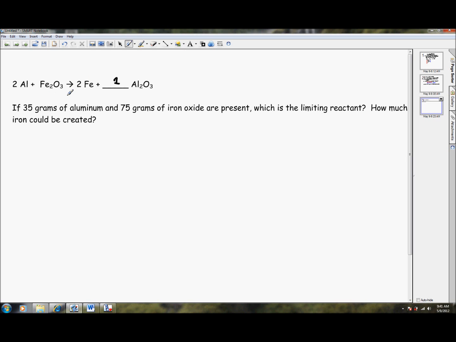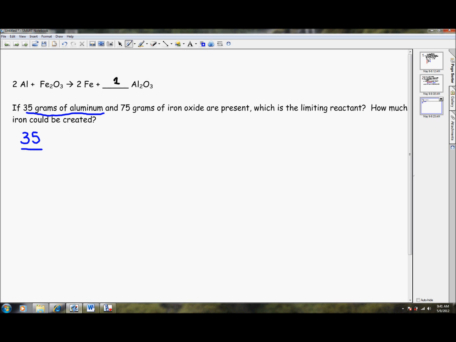Okay, so the first part is we're going to do a D2U-M2 problem from one reactant to the other. Now I'm just going to randomly choose aluminum to start with. The reality is it does not matter which reactant you choose to begin the problem. You will still find the correct answer. So I'm going to do a D2U-M2 problem starting with 35 grams of aluminum and finding how much iron oxide is needed to go with 35 grams of aluminum. I'm going to compare my answer to this amount, which is actually what's available, 75 grams.